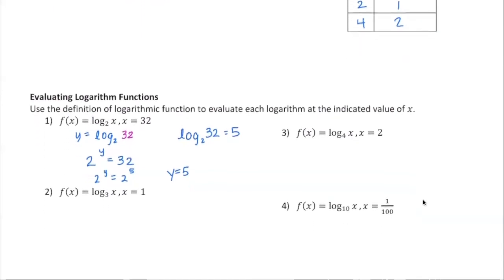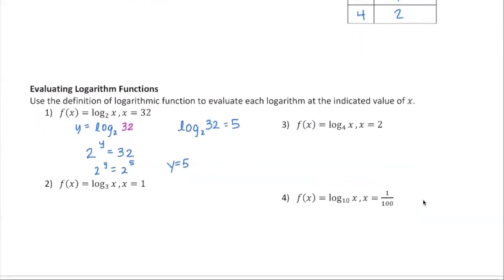So let's go ahead and have you pause the video and work through 2, 3, and 4, and then we will work through those answers together. So hopefully you've had a chance to try 2, 3, and 4. Now we'll check our answers.